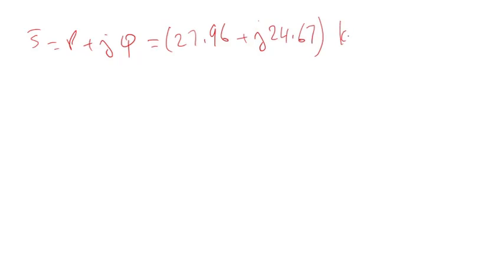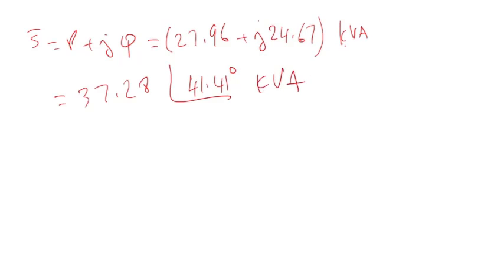S is equal to P plus j times Q. P is 27.96 kilowatt, plus j times Q. Q is 24.67, and we know S is in kVA. If you want it in polar form, the magnitude is 37.28 and the angle is 41.41 degrees kVA. So that's example 1.